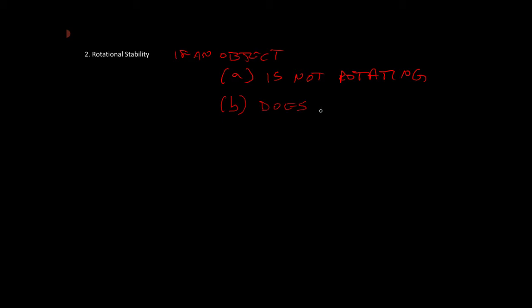Now, rotational stability basically says that if an object is not spinning, let me call it rotating, could be rotating around any axis, and does not start rotating, then the torques on the object cancel.